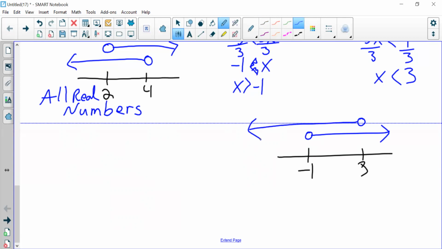All right, and our solution is just where they overlap. Right, so let's grab my purple pen and let's draw that. Because remember, this is an and, so just the overlap. And that is our solution.